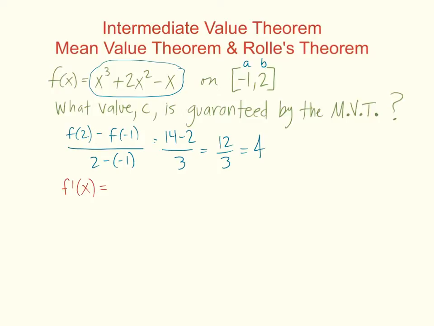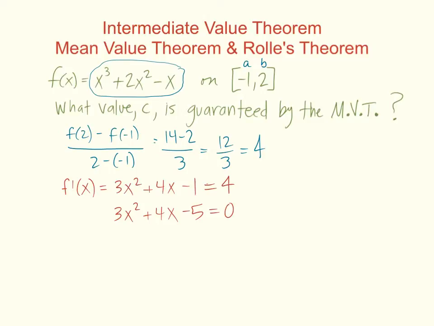The derivative of f is 3x squared plus 4x minus 1. And because I know that the slope from point A to point B is 4, I know that my derivative at some point has to have a value of 4. So this is the equation I need to solve. As with any quadratic equation, I want to get 0 on one side. I'm going to subtract 4 from both sides and make it 3x squared plus 4x minus 5 is equal to 0.